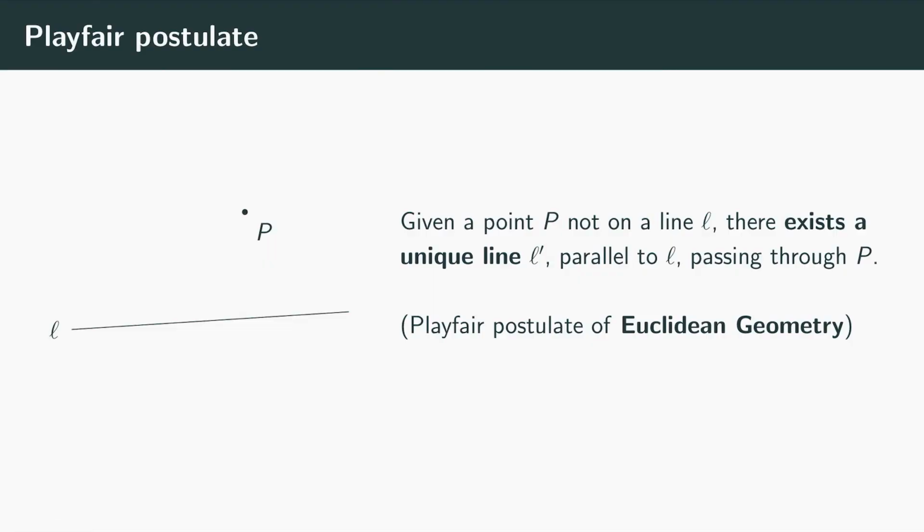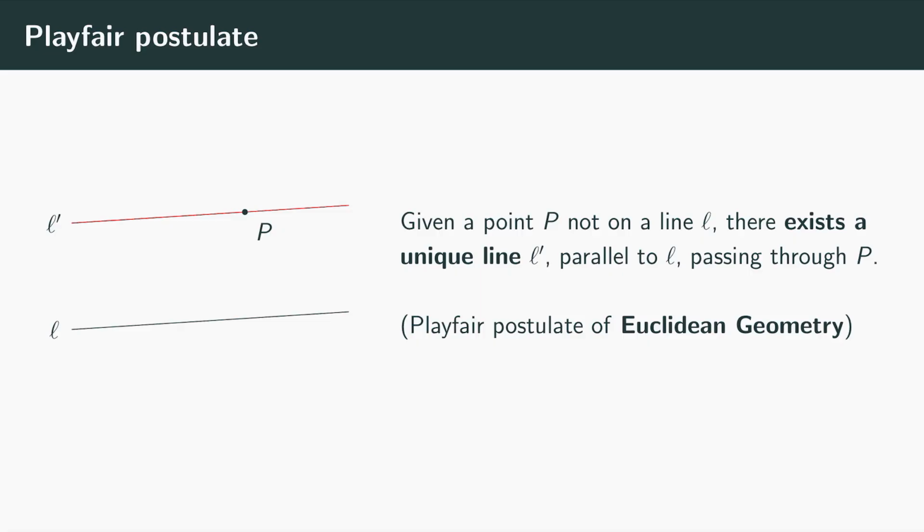Okay, and the version of Euclid's fifth postulate that we're going to take is the Playfair postulate. Given a point P not on a line L, there exists a unique line L prime parallel to L passing through P. So here we have the line L, we have a point P, and given these two pieces of information, we now get a line L prime that I've indicated in red here that passes through P. And not only does it exist, but there's only one of them. So it is unique.